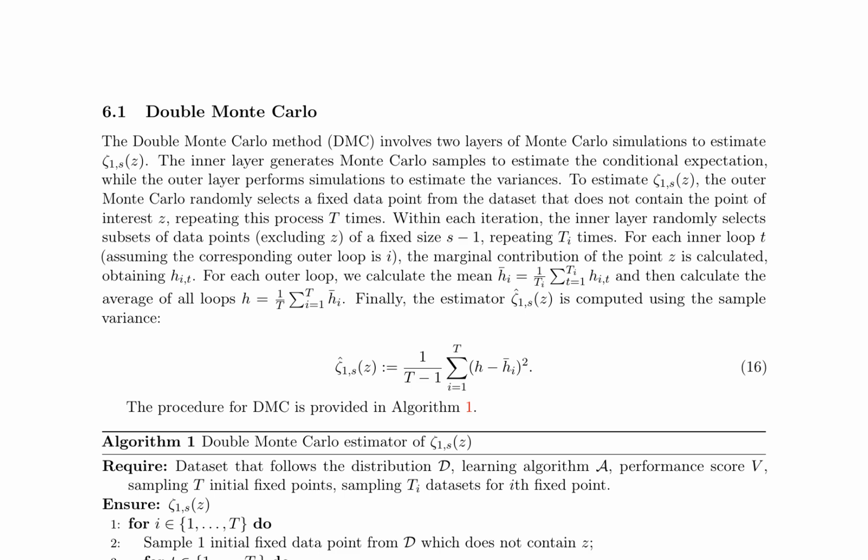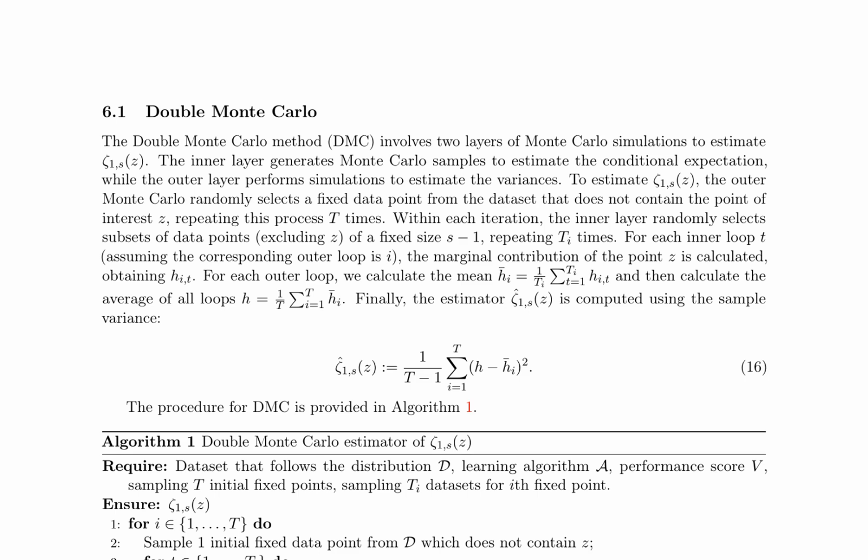This method involves two layers of Monte Carlo simulations, an outer layer and an inner layer. In the outer layer, a fixed data point is randomly selected from the dataset, excluding the point of interest z, and this process is repeated T times. Within each iteration of the outer layer, the inner layer randomly selects subsets of data points, excluding z, of a fixed size s1, and repeats this process t times.